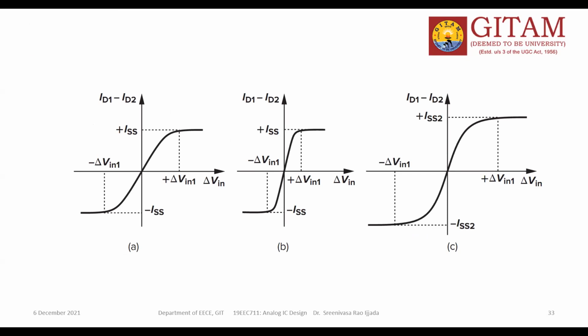The first one is the large signal method. The large signal method is nothing but the signal variation is large. Suppose the input signals, either V in 1 or V in 2, or both, are varying from 0 to VDD or VDD to 0. That is the large signal variation.